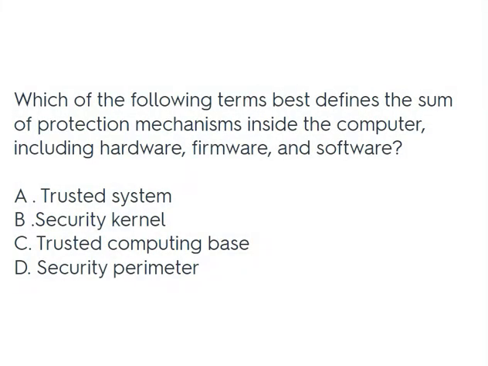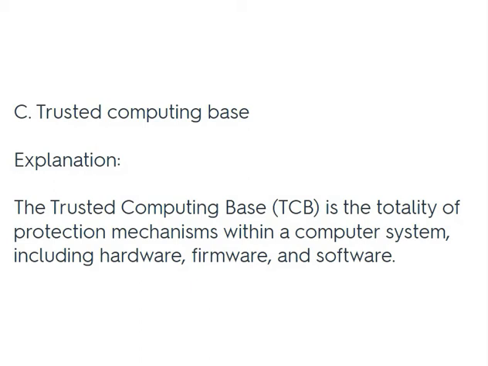True. Which of the following terms best defines the sum of protection mechanisms inside the computer, including hardware, firmware, and software? A. A trusted system. B. Security kernel. C. Trusted computing base. D. Security perimeter. C. Trusted computing base. Explanation: the trusted computing base is the totality of protection mechanisms within a computer system, including hardware, firmware, and software.